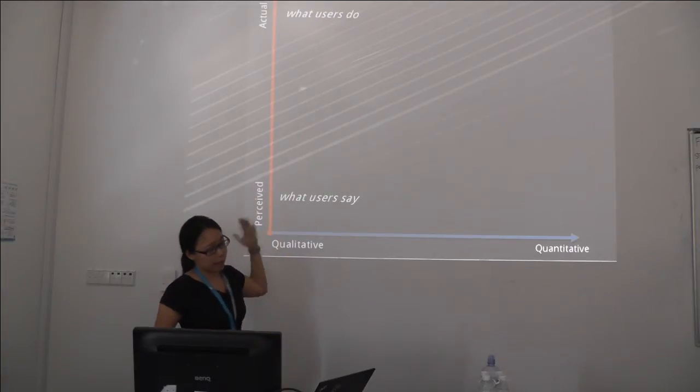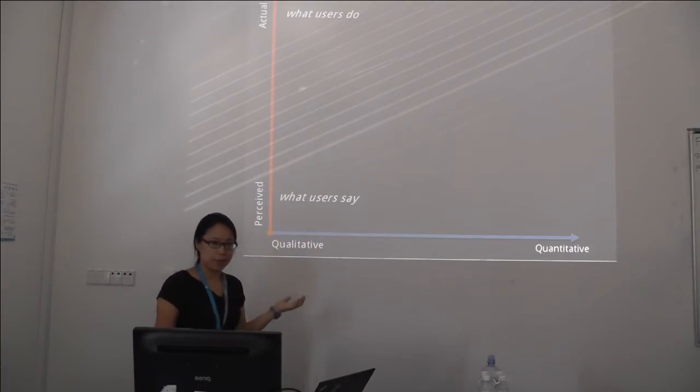In contrast to the other end of the dimension, you have the actual behaviors. So these are methods that actually report on what users are really doing. So you actually observe them doing the task. So it's the difference between what users say they do and what they actually do.